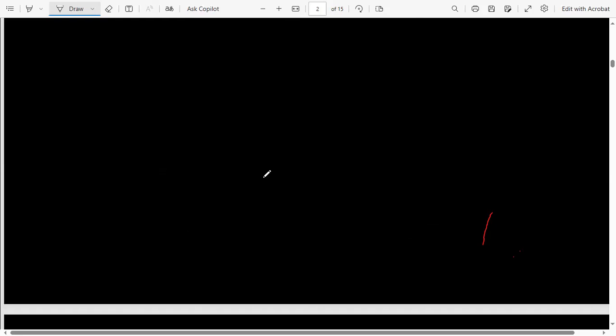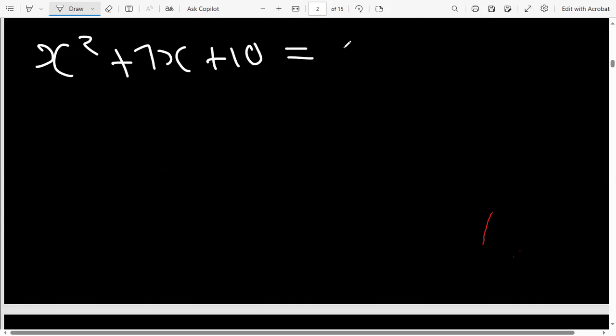Okay, so let's look at the completing the square method. So I have x squared plus 7x and then plus 10. And then I want to use completing the square method. Okay, so listen carefully, guys. The completing the square method, it's very simple. You just have to follow the rules.